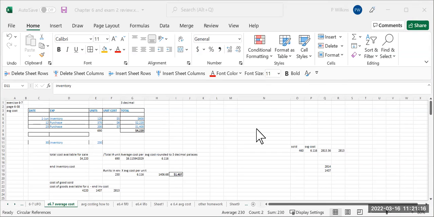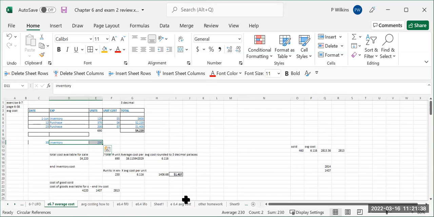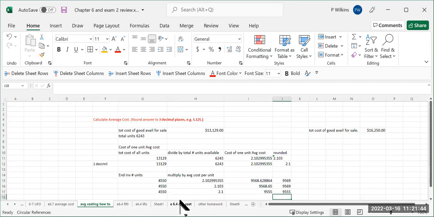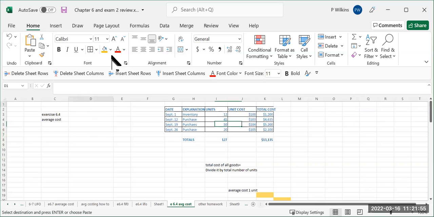Okay, so let's do one more real quick here, and then we'll be done. First we want to get the average cost per unit. The problem is 6.4. This is the one I was looking at before when I was confused. For 6.4, they want 3 decimal places. I thought I had that printed on here, and I did have that there. Okay, so we want 3 decimal places for this one too.